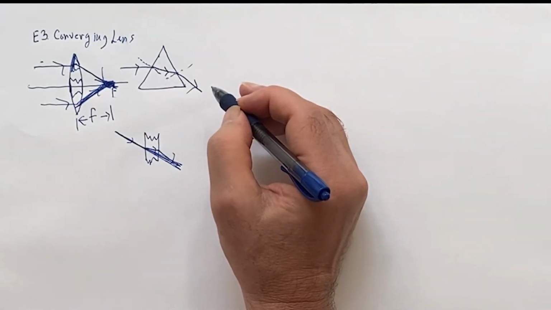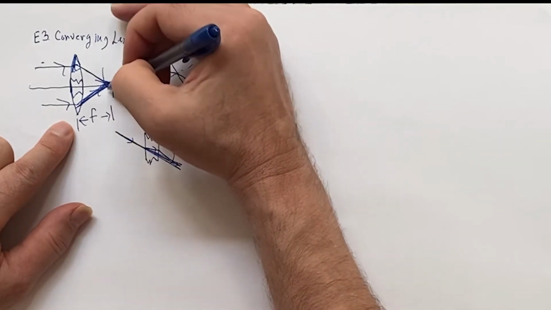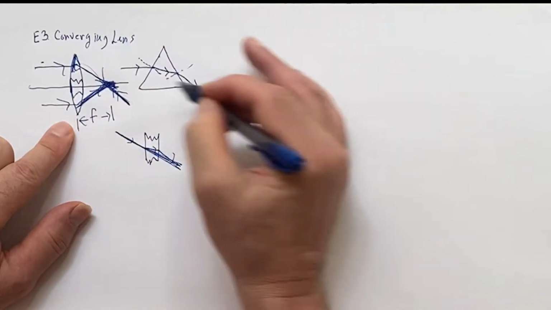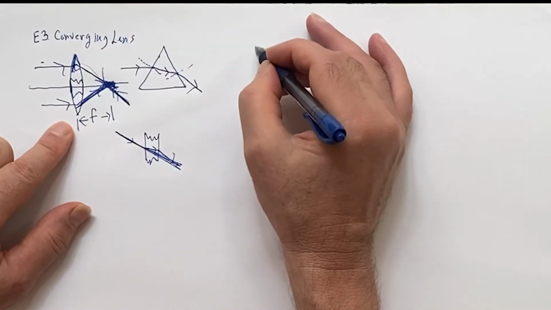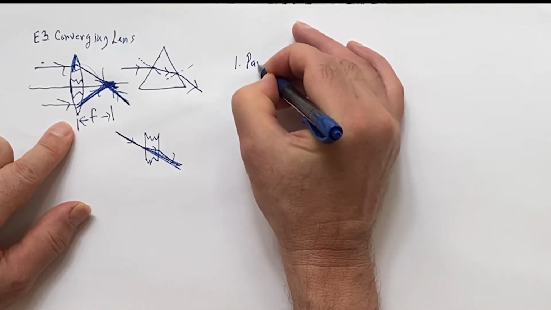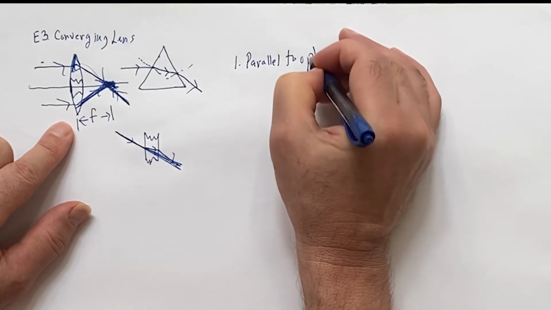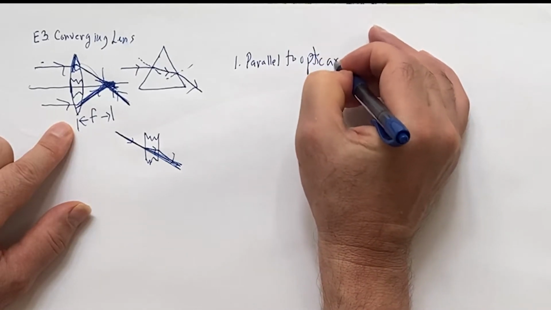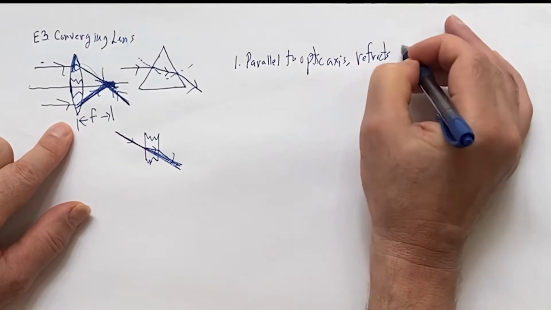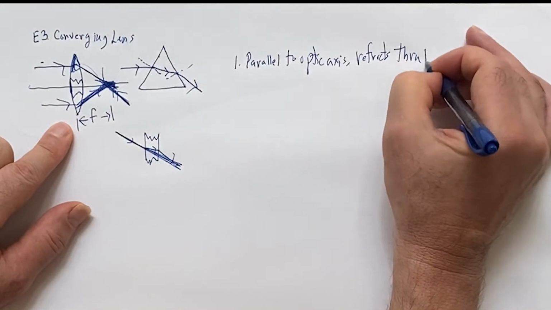And then for the third ray, you would run this backwards. So if you come through F, you're going to go out parallel. So let's go ahead and run these rules. Ray 1 is if you go parallel to the optic axis, it refracts through, I like to abbreviate through like that, through F.